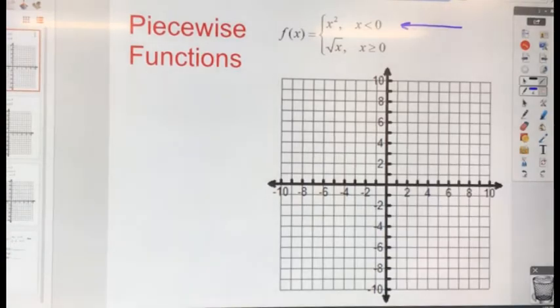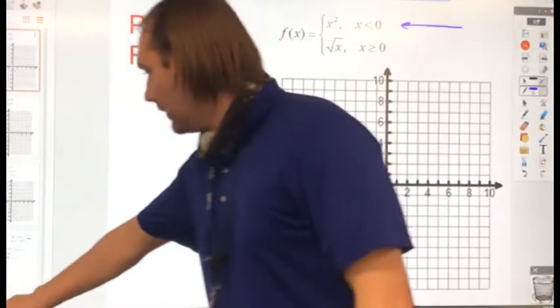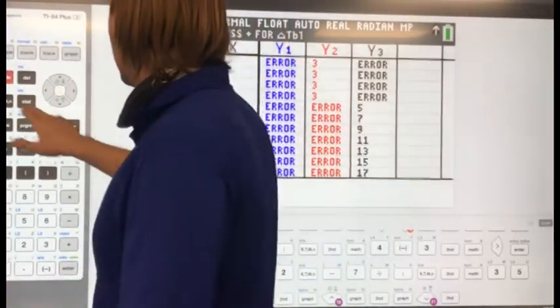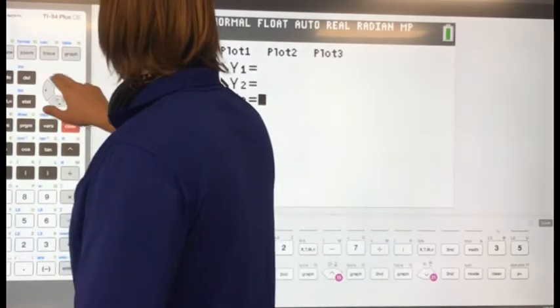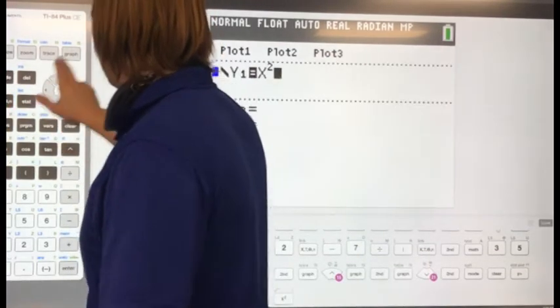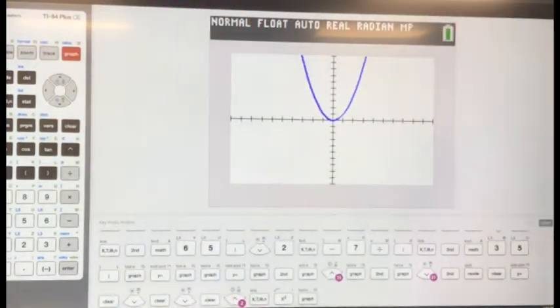Well, if you ever want to know what these piecewise functions look like, then you should probably grab your calculator and graph it. So x squared looks like a U.